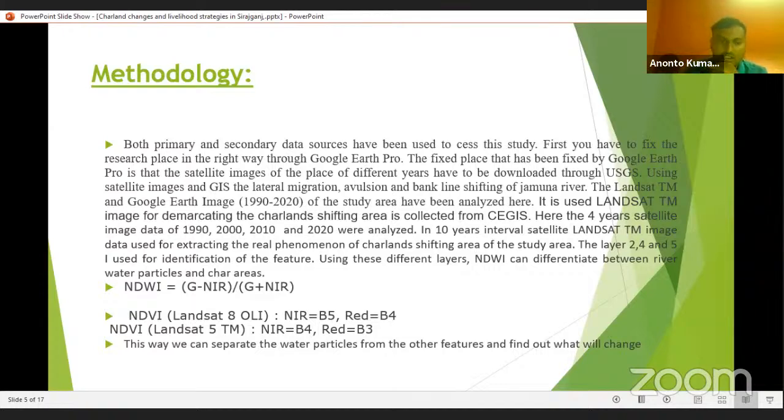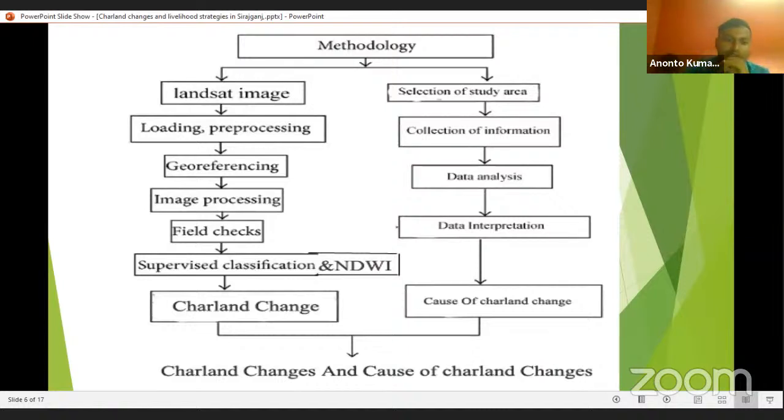Then in the flow chart, we have the main full study area presented. So first, the satellite image loading, processing, georeferencing, image processing, field checking, supervised classification to separate water bodies, sand, island, and agricultural land. Then another objective, we study the local people and how this changes, the impact, and the causes of the changing char land.